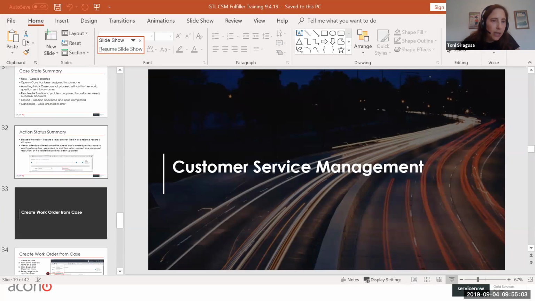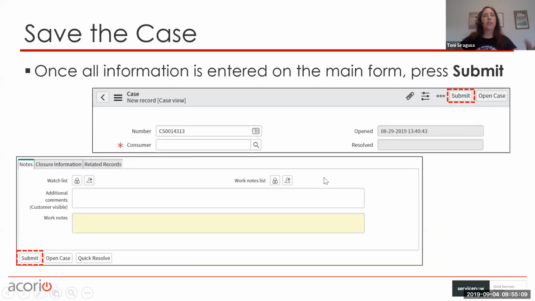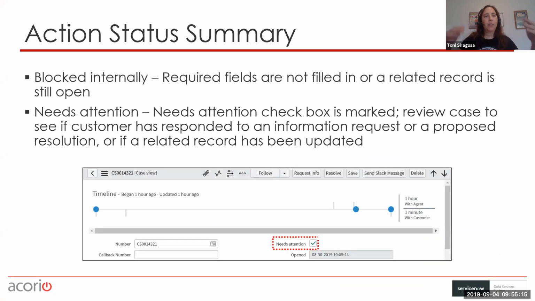here we go. The action status summary. I'll show this to you guys. So really there's just two action statuses. There's the blocked internally and there's the needs attention. So as you saw within the platform, that needs attention little checkbox is checked. You can uncheck it. And what it means is that either the customer has responded or an associated record had information updated. So it's kind of a bucket term that just means, hey, there's something new about this case. Take a look at it.